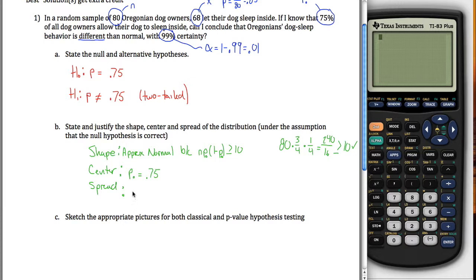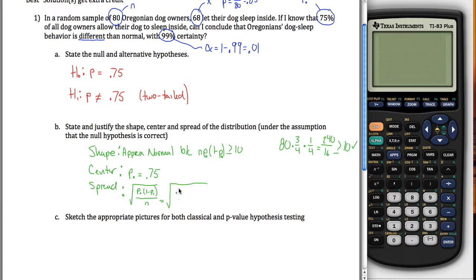Spread. The way I come up with the spread is I have a formula for it. It used to be the square root of p times 1 minus p over n. Again, I don't know p. Again, I use p naught in its place.